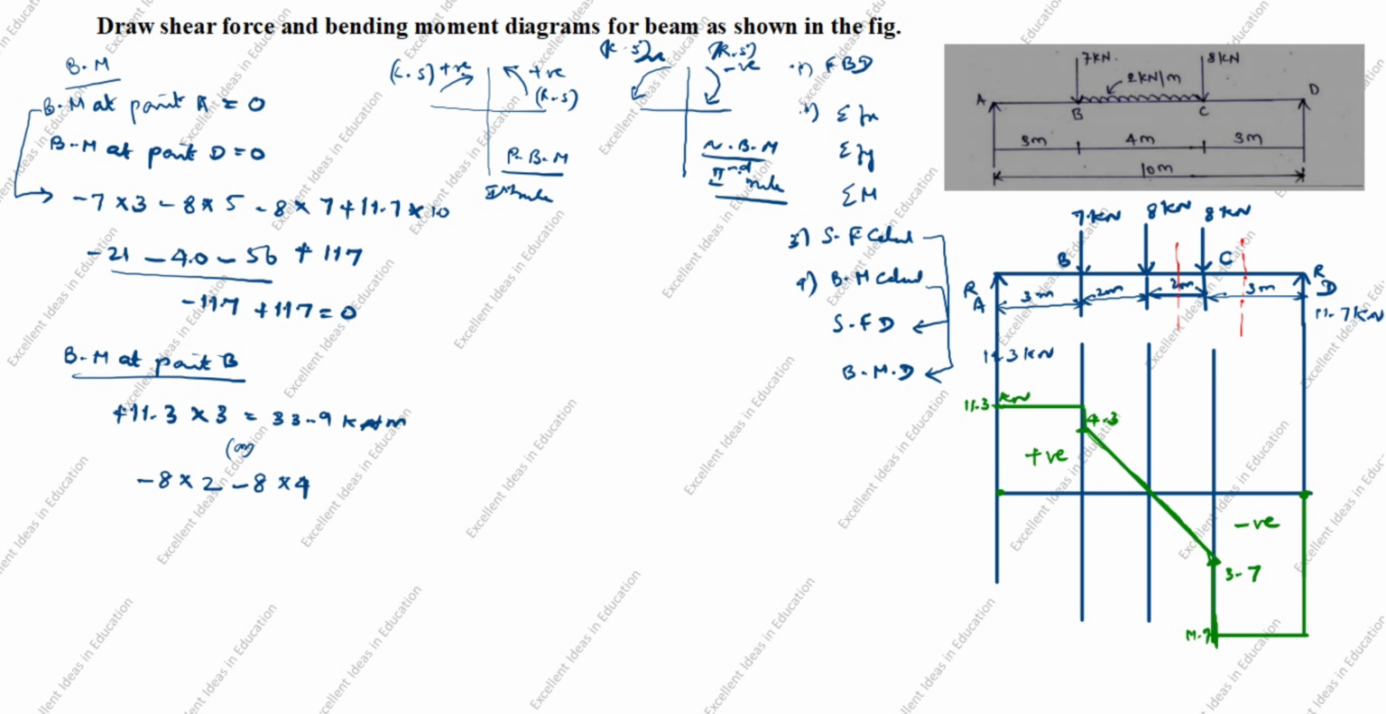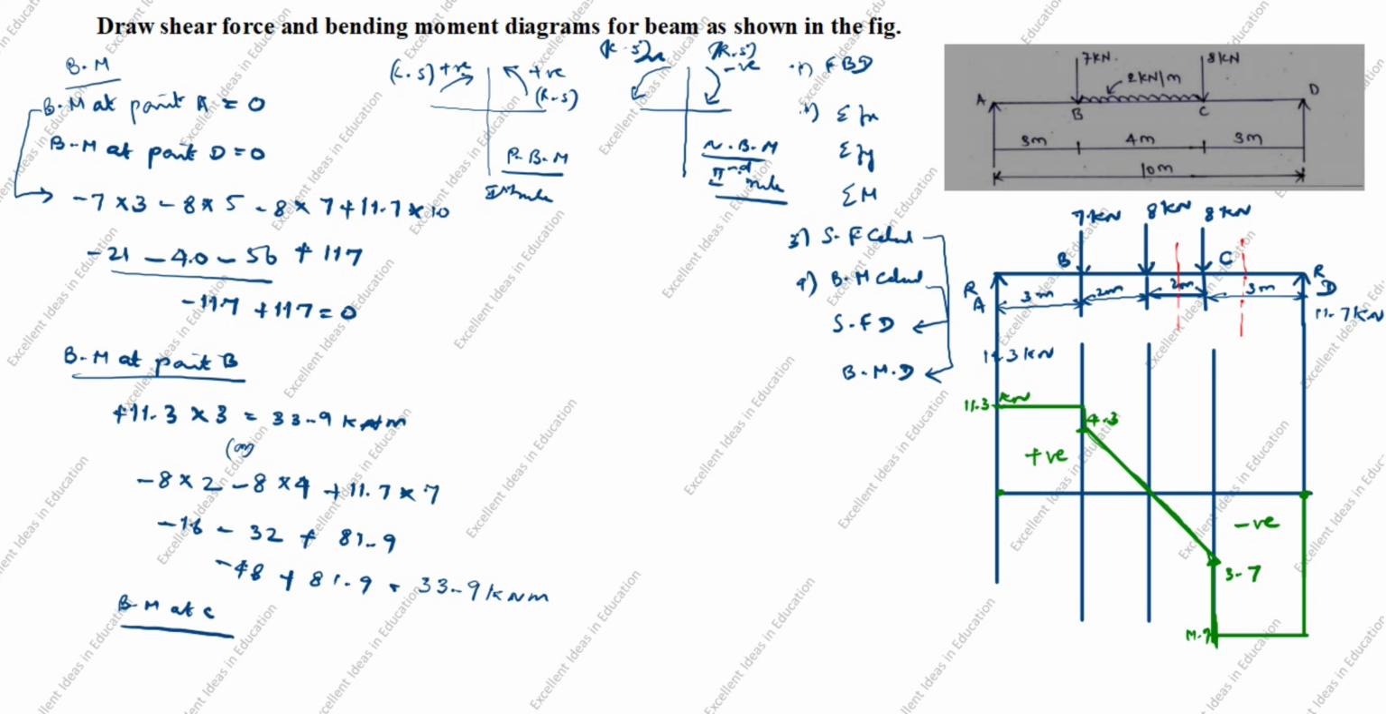Next you see this arrow goes this way from here to here. From here to here you see right side is positive plus 11.7 into what is the perpendicular distance? Perpendicular distance is 3 plus 2 plus 2 is 7. 8 2s are 16 minus 8 4s are 32 plus 11.7 into 7 is 81.9. Minus 16 minus 32 is minus 48 plus 81.9 is equal to 33.9 kilonewton meter.